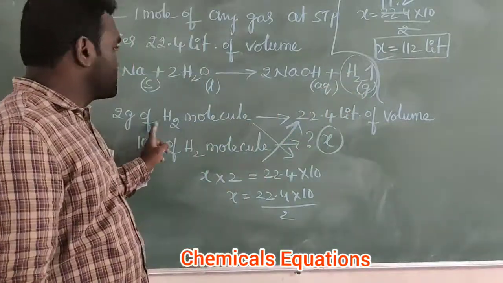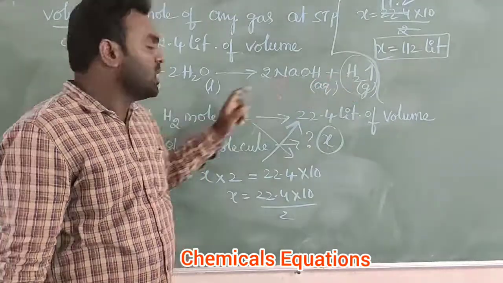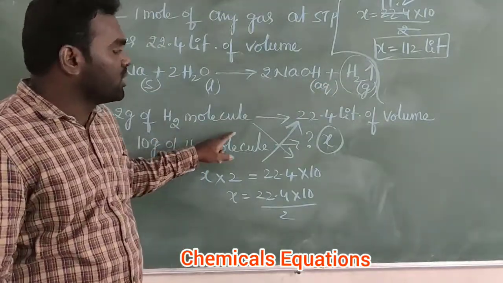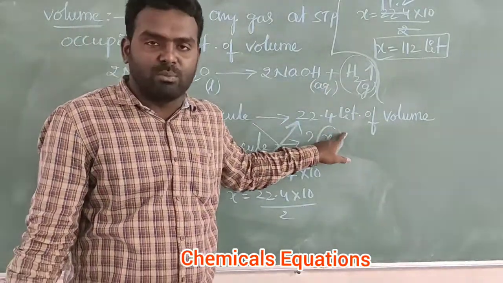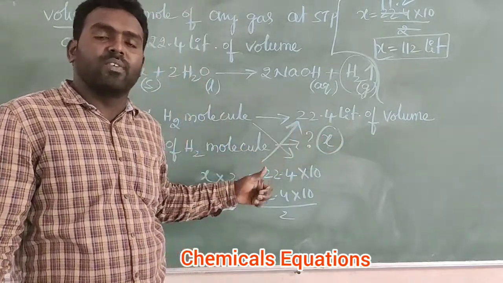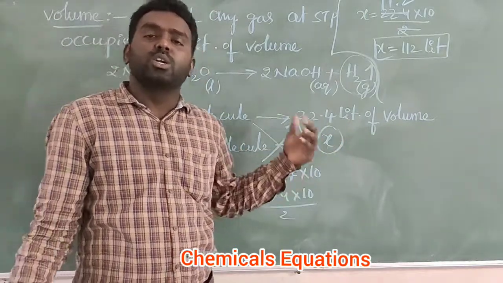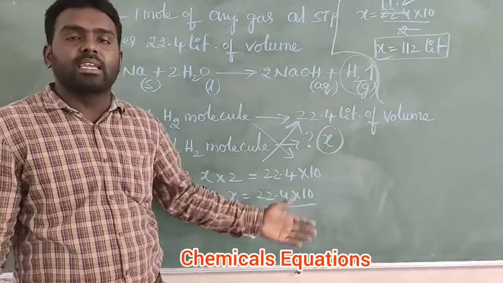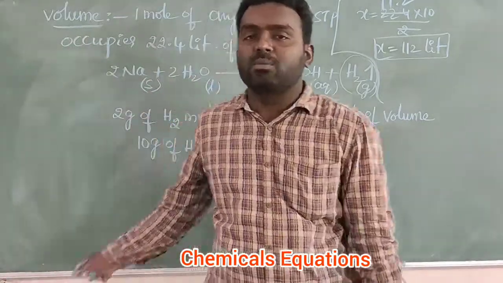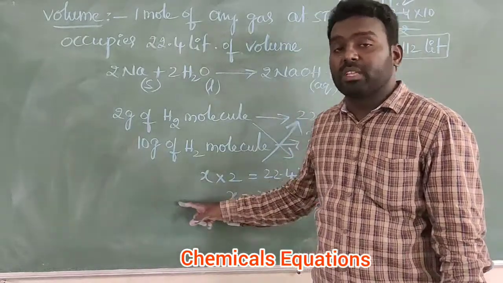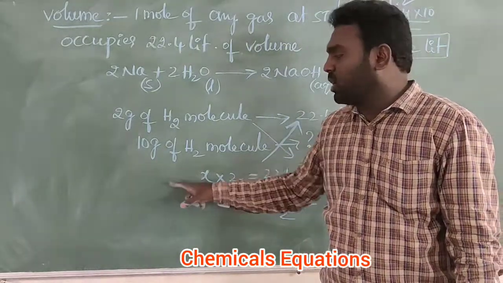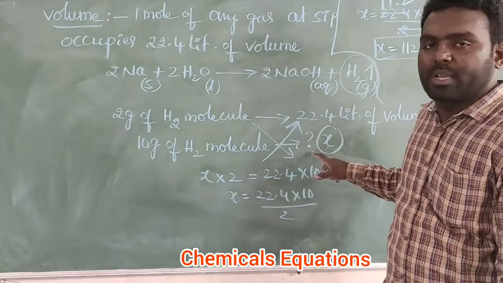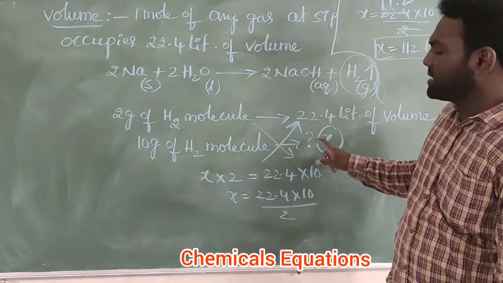1 mole of hydrogen means the weight of H2 is 2. So 2 grams of H2 molecule occupies 22.4 liters of volume. Then we just calculated the weight of the hydrogen: 10 grams of hydrogen molecule, not atom. 10 grams of hydrogen molecule occupies how much volume? This is the question.